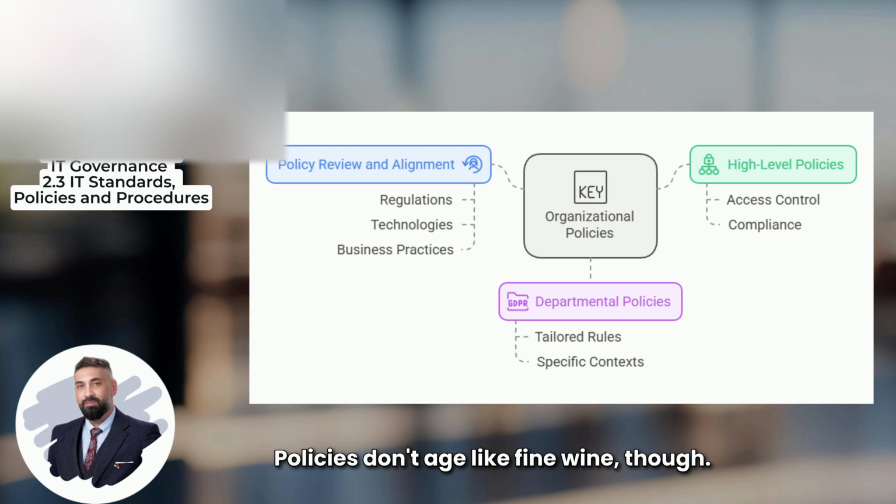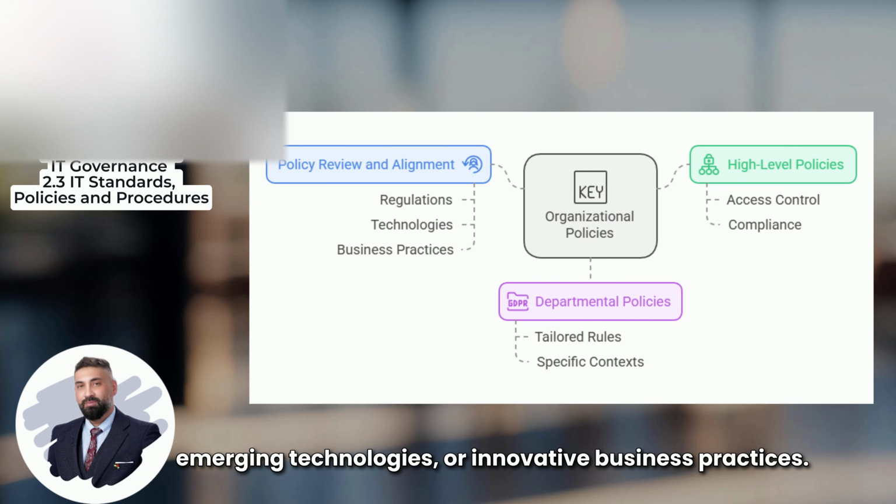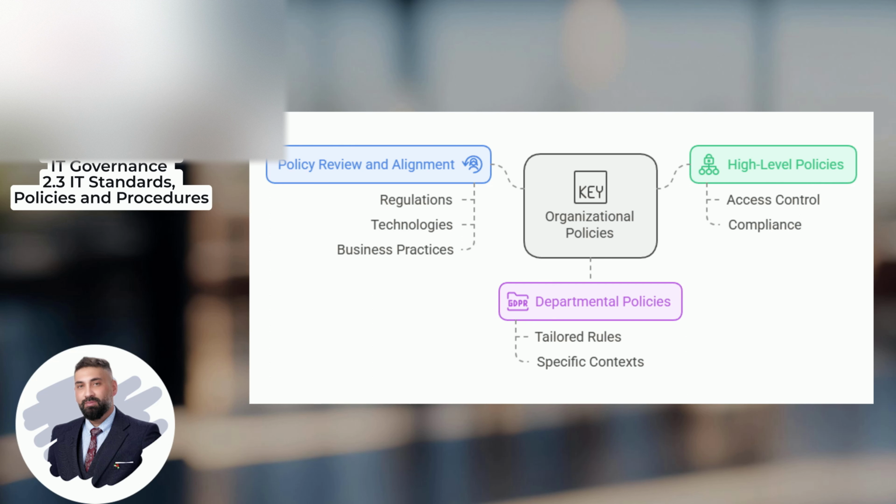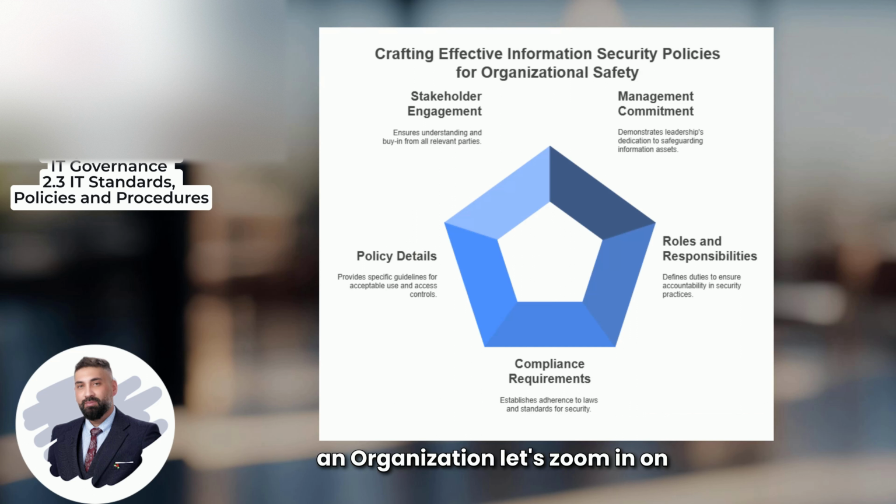Policies don't age like fine wine, though. They need reviewing, aligning with new regulations, emerging technologies, or innovative business practices. A policy tied to yesterday's software vulnerabilities may leave today's cloud-based systems exposed. Strategic recalibration ensures policies remain relevant while still aligned with long-term organizational objectives. Information security policy is the shield of an organization.